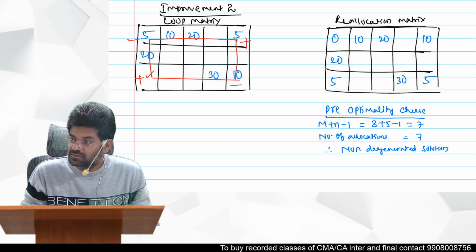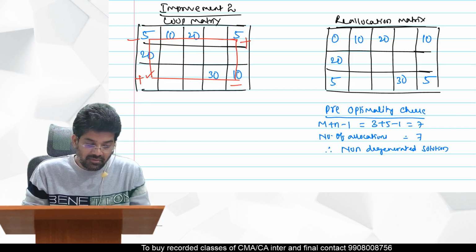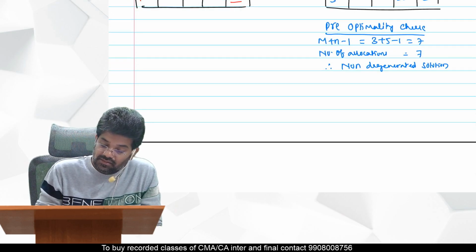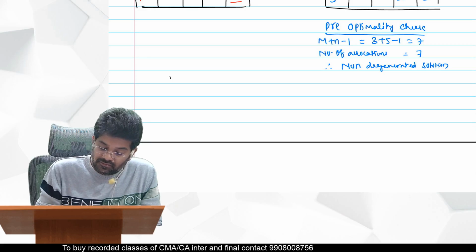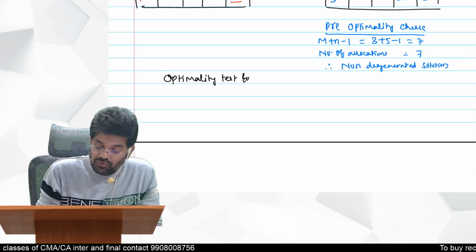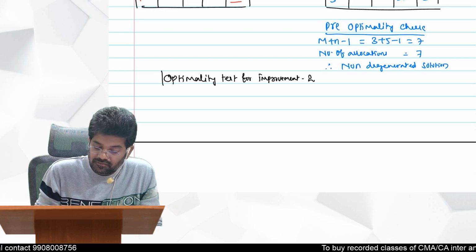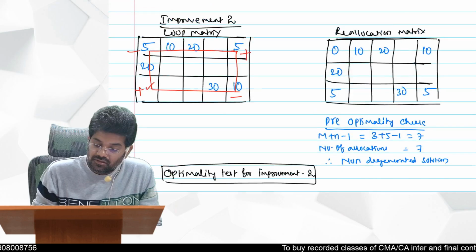Non-degenerated solution. Yes. Now you should prepare the U plus V matrix optimality test for improvement 2 now. For improvement 2, so this one.